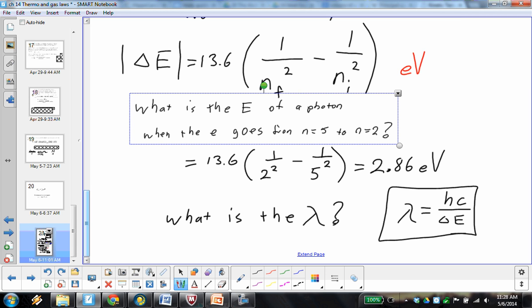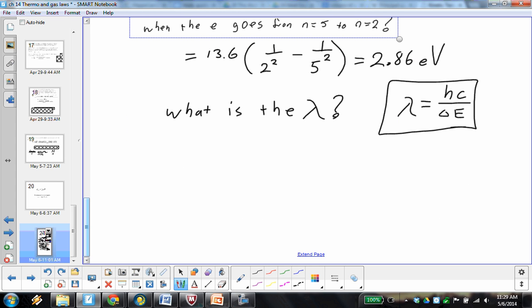In HC, H is Planck's constant. You all recognize what C is, right? The speed of light, 300 million meters per second, 3.0 times 10 to the 8th meters per second. And E is that energy, so that's the 2.86 electron volts. And when we plug it in, we will have a wavelength of 4.34 times 10 to the negative 7th meters.